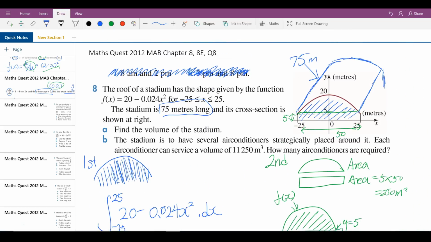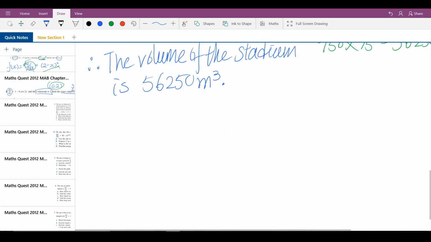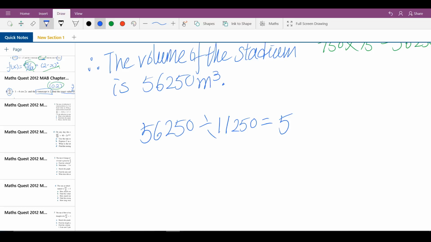The stadium is to have several air conditioners strategically placed around it. Each air conditioner can serve a volume of 11,250 meter cube. How many air conditioners are required? Now, this is just primary school math. It's just the total given volume divided by the volume each air conditioner can service, which is 11,250, I believe. Let's see what we get. 56,250 divided by 11,250. Oh my God, we got 5 air conditioners.